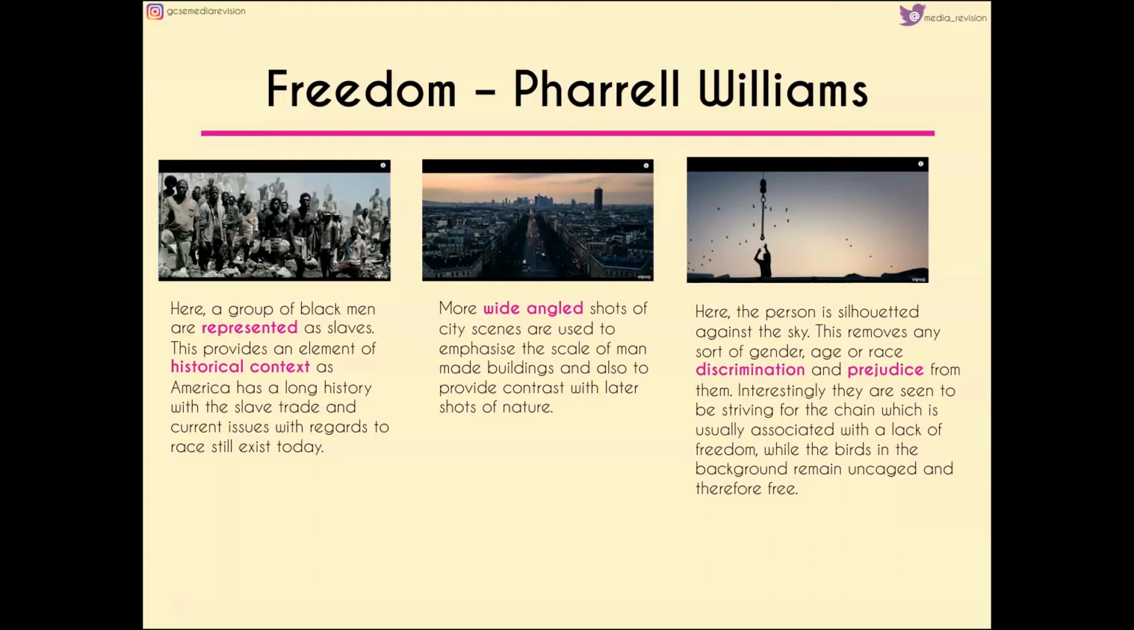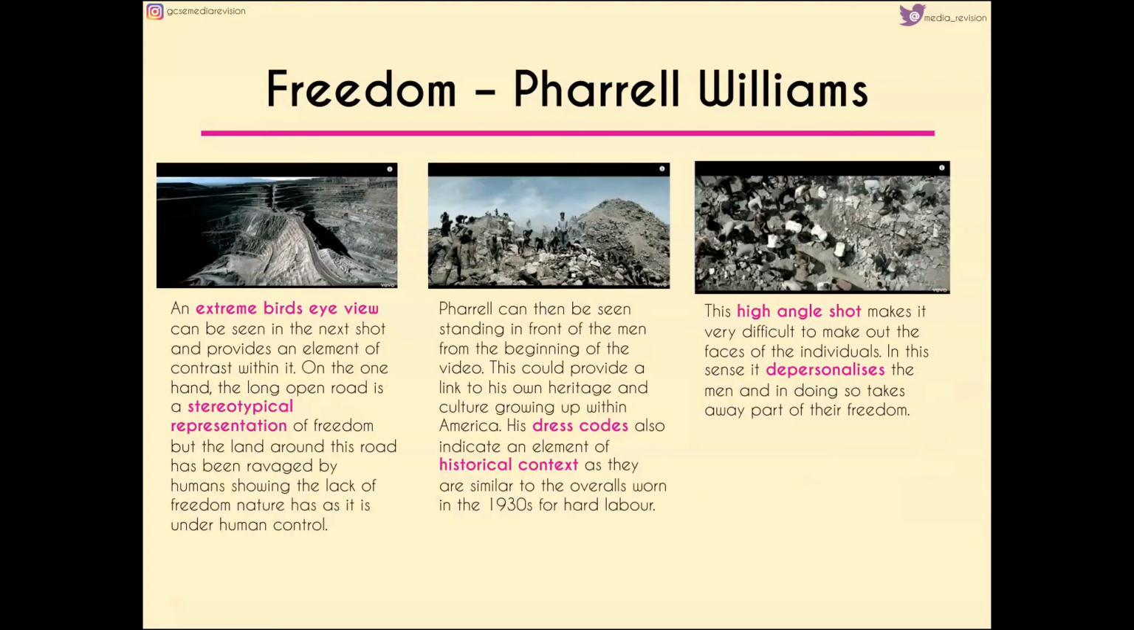We then get a person silhouetted against the sky. Now by silhouetting this person, it removes any sort of gender, age or race and discrimination that might come with some of those, or prejudice that comes with some of those characteristics. Now interestingly, they seem to be striving for the chain or reaching up for the chain, and the chain is normally associated with a lack of freedom, so it's almost like they're reaching for something that's constricting, while the birds in the background remain uncaged and are therefore free.